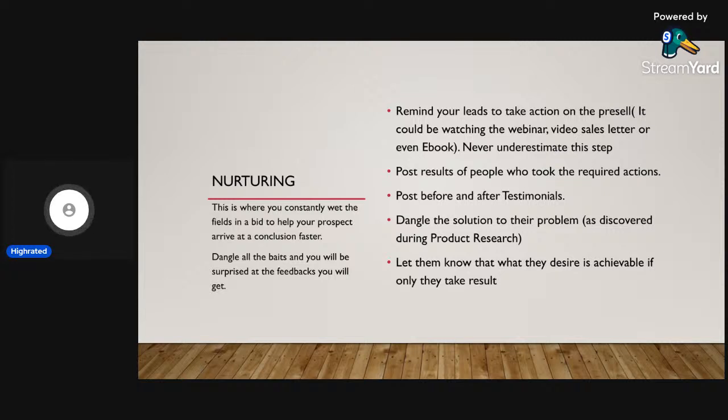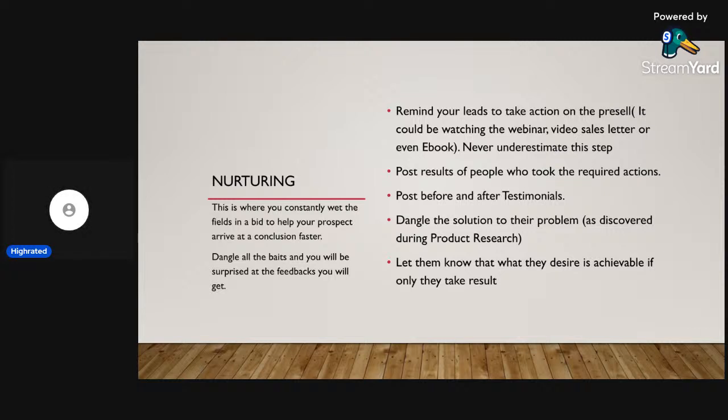Also, post results of people who took the required action. Then make sure you post before and after testimonials. Dangle the solution to their problem as discovered during product research. You identify the product, you identify the problem, you found a solution. So now that solution, dangle it in their face on your broadcast, on your WhatsApp status, create broadcast messages, all of those things. Do all of them and you see results.